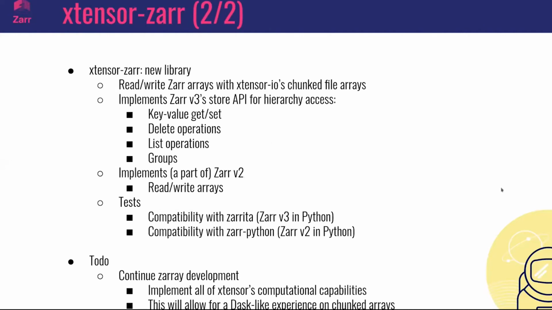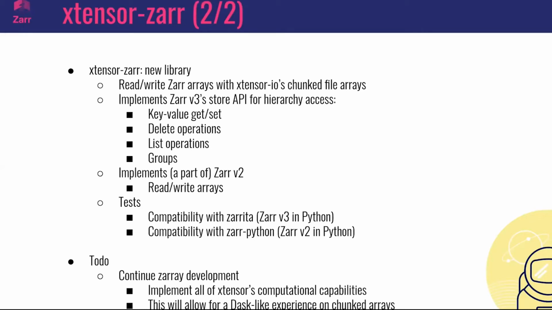Xtensor Zarr is also a new library. It allows to read and write Zarr arrays using Xtensor IO's chunked file arrays. It implements Zarr v3's store API for hierarchy access to be able to get and set key value pairs. It allows delete operations, list operations, and groups. It implements a part of Zarr v2 to read and write arrays.